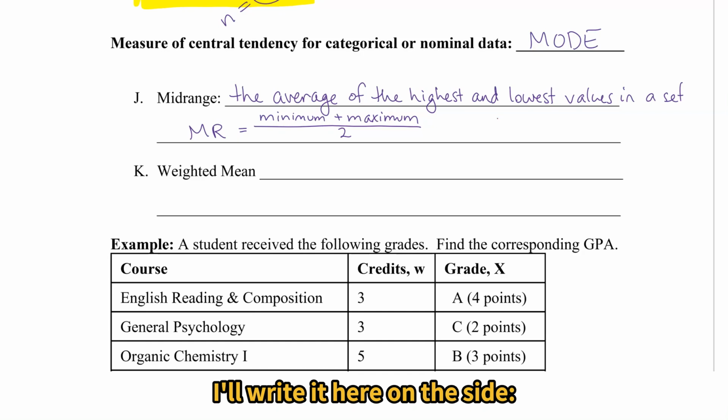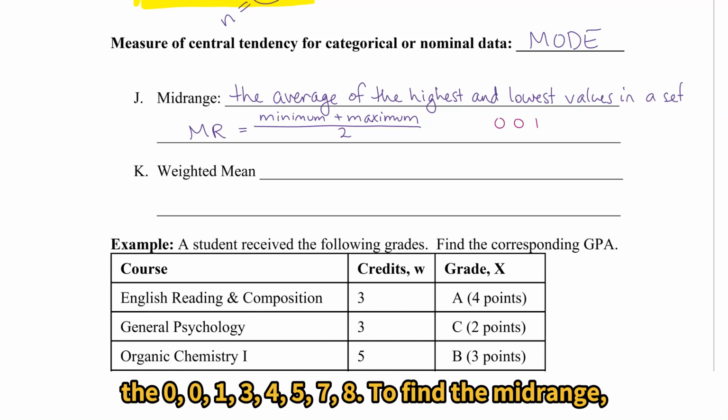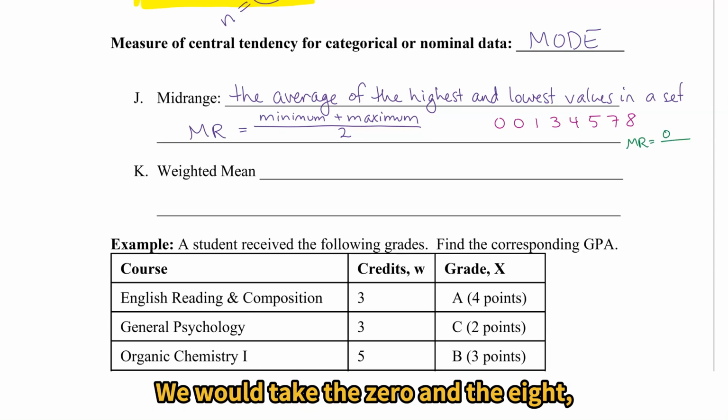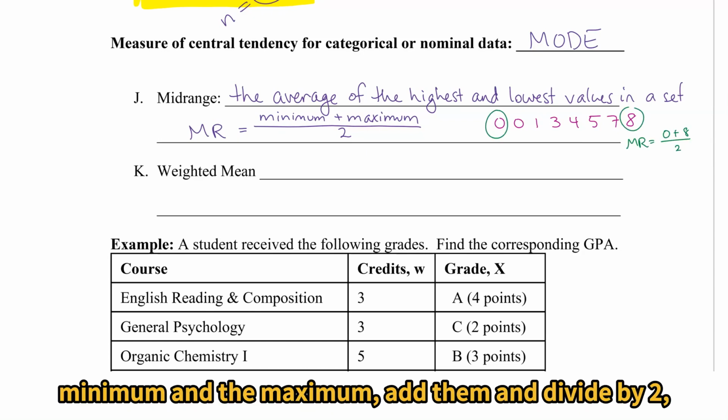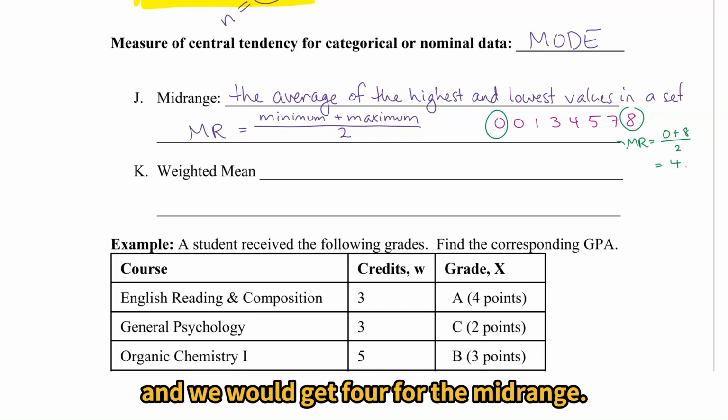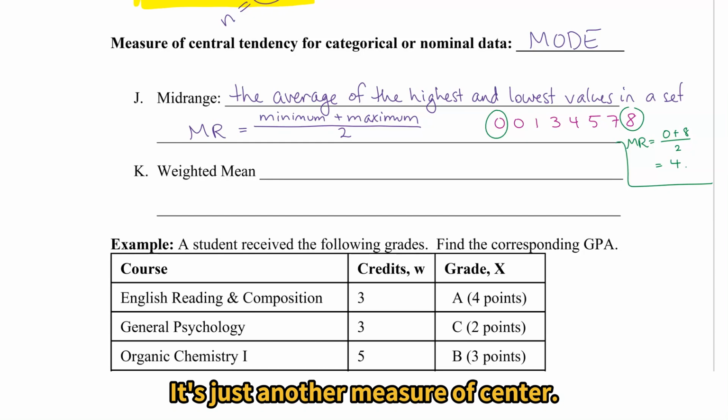So for the mid-range, we could look at that set of data that we had before. I'll write it here on the side: 0, 0, 1, 3, 4, 5, 7, 8. To find the mid-range, we would take the 0 and the 8, the minimum and the maximum, add them and divide by 2, and we would get 4 for the mid-range. It's just another measure of center.